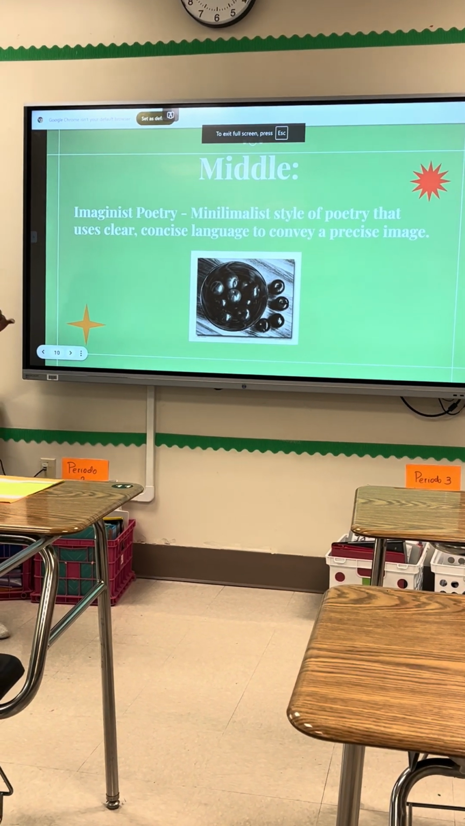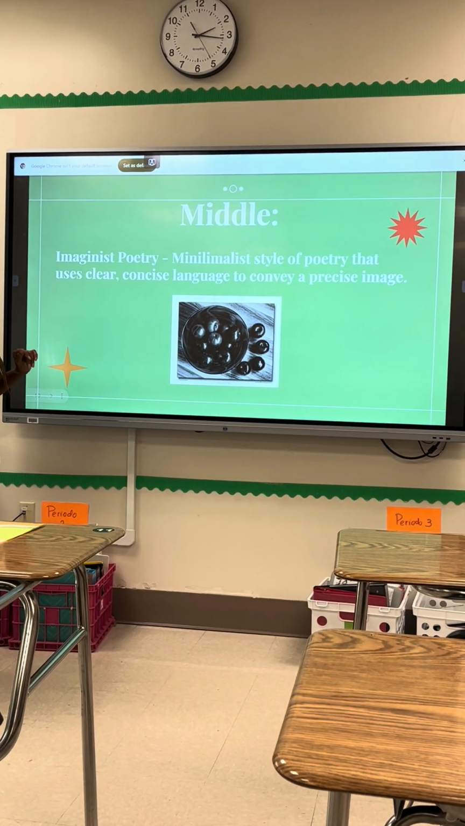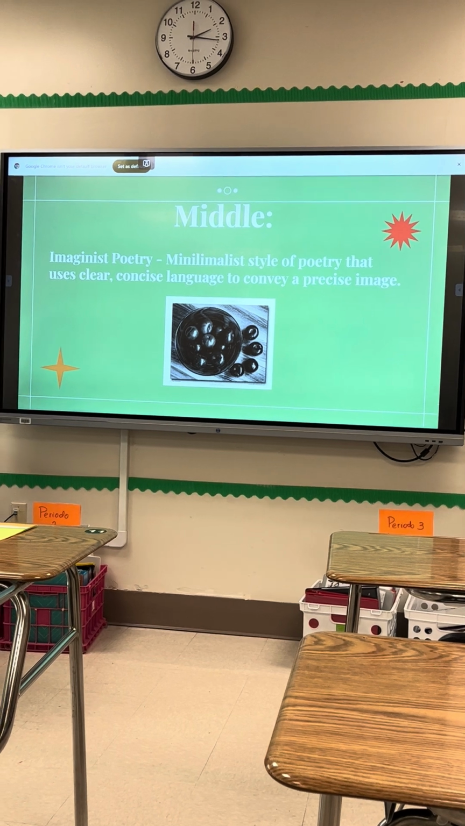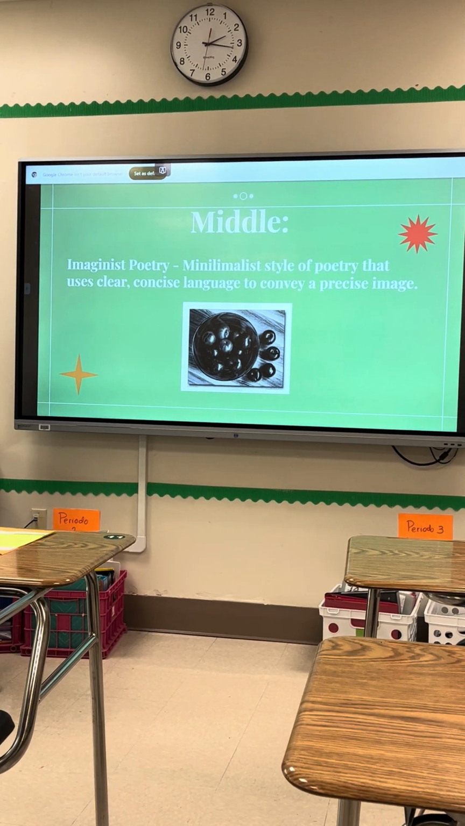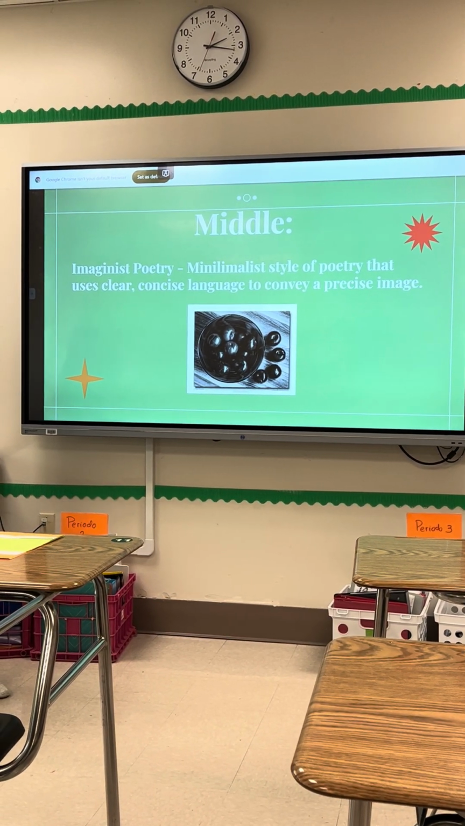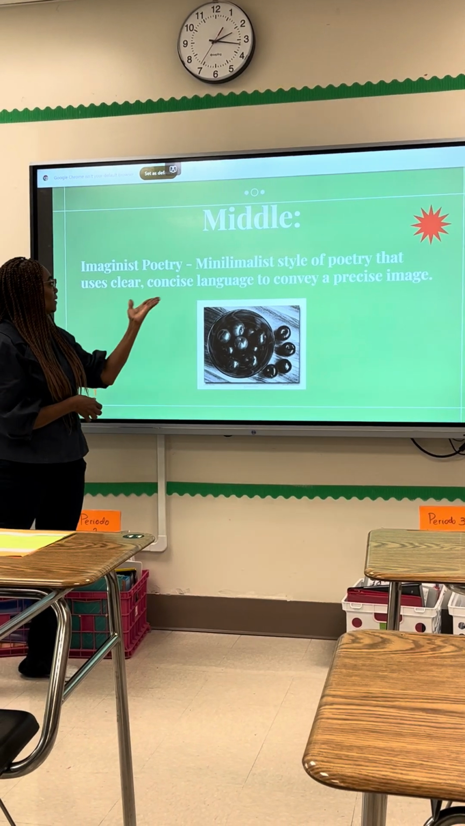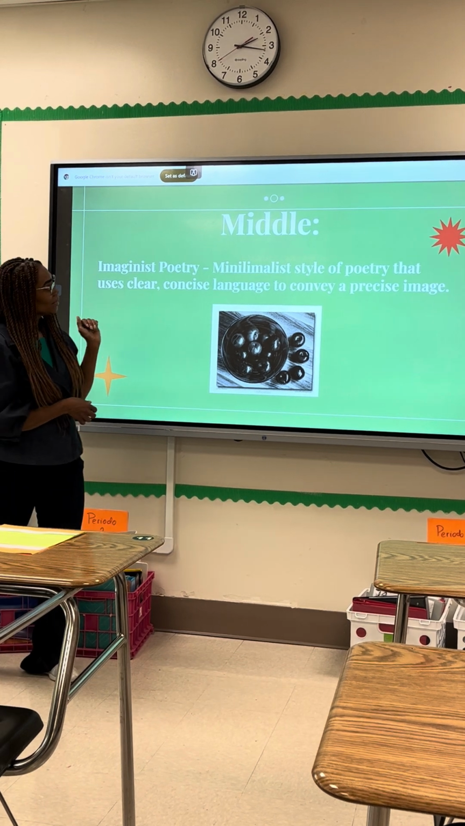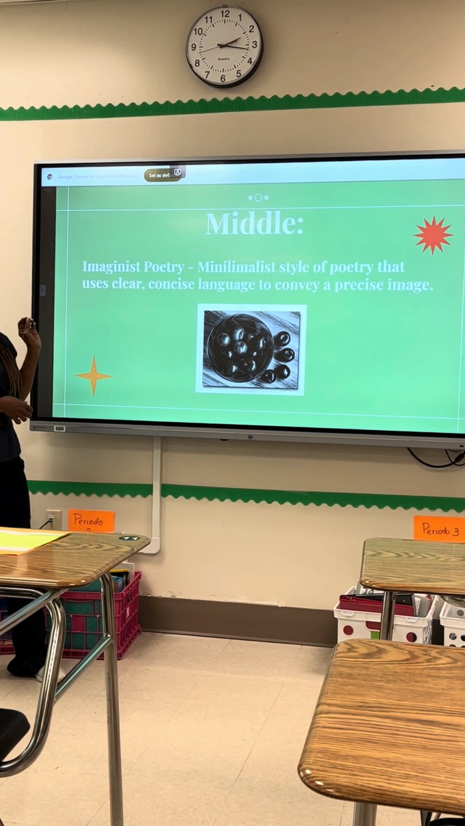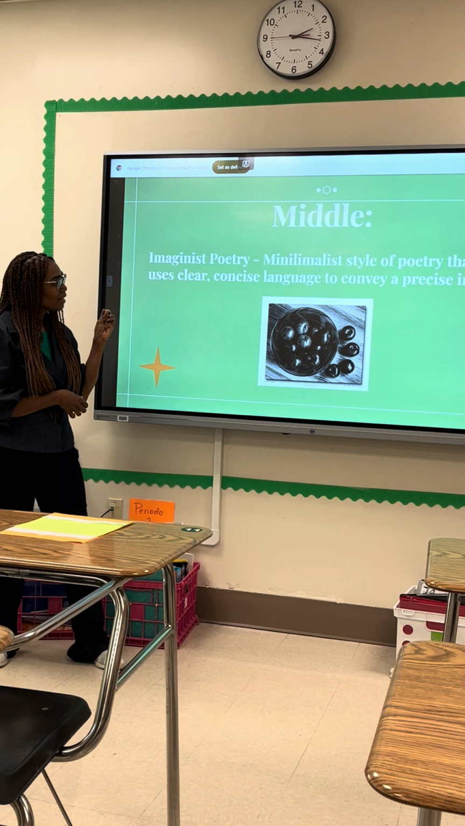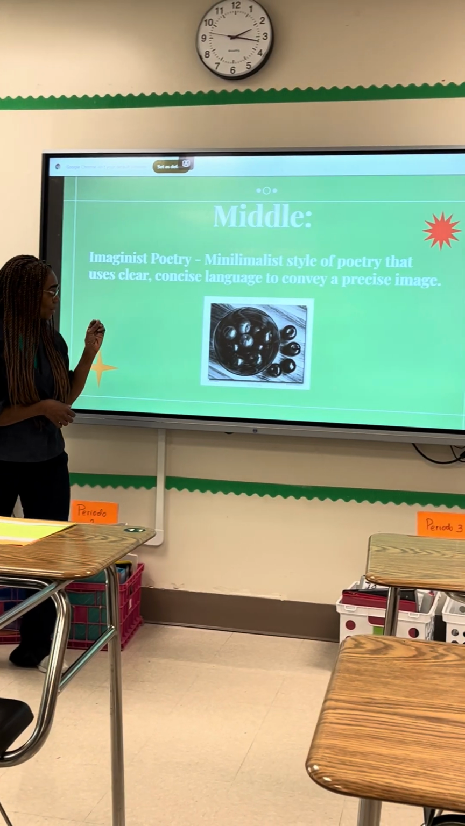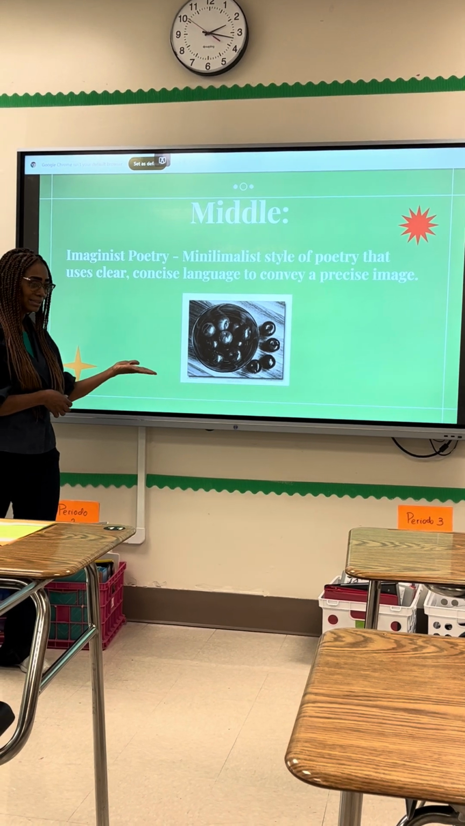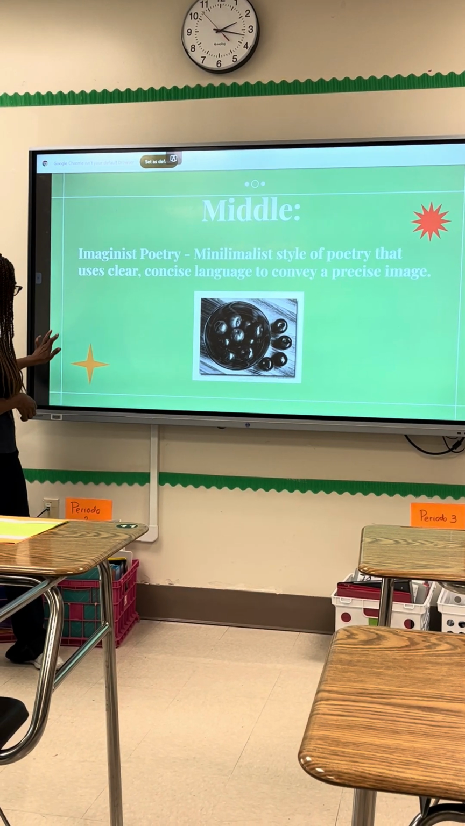All right, so now we're going to go to a little bit more of Imagist poetry. In that video footage, that told us a little bit about the poet and the doctor, William Carlos Williams, gave us the definition of Imagist poetry. And we know that it is a minimalist style of poetry that uses clear, concise language to convey a precise image, as in these nice, juicy plums. So let's see.